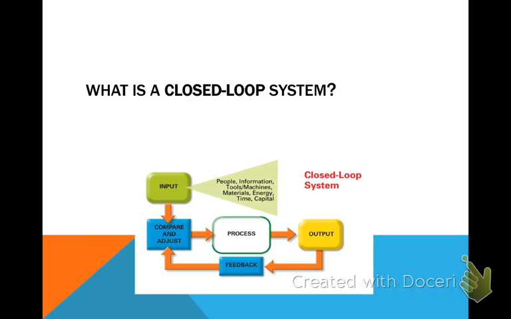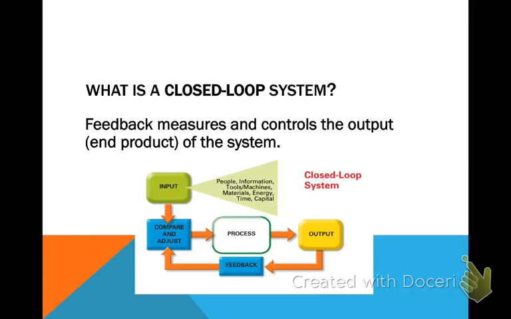It goes input, process, output. Then it recycles itself through feedback, compare and adjust, and completes a circle. That's why it's called closed. It keeps continuing to loop around. What we do is we have feedback that controls the end product of our system.